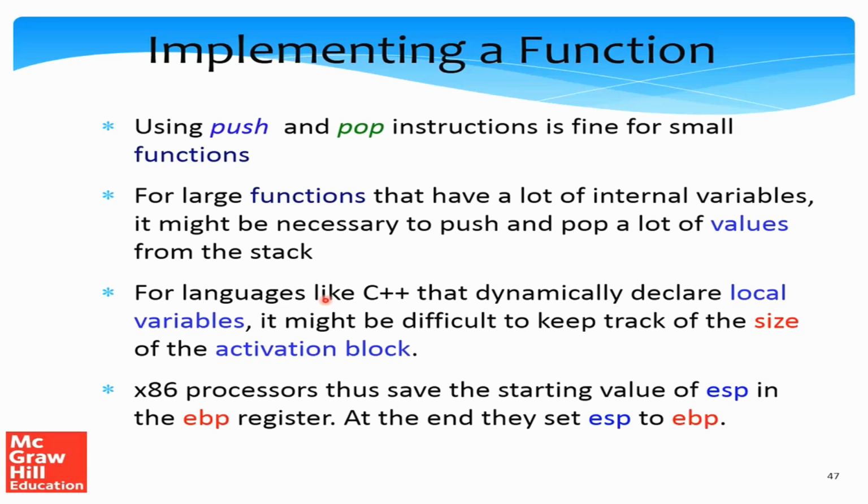So x86 processors have a mechanism of doing this. This is where we use the EBP register. Whenever we enter a function, the value of the stack pointer is called the starting value. So we save the starting value of ESP in the EBP register. So the stack pointer is stored in the base pointer register.